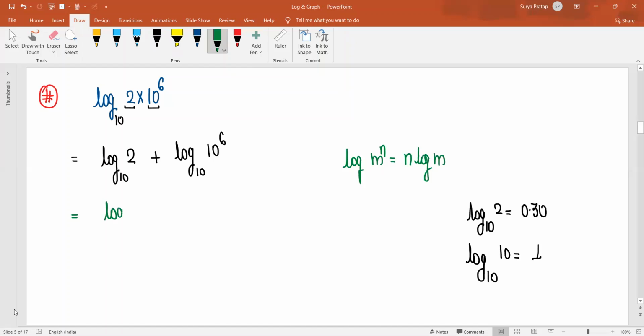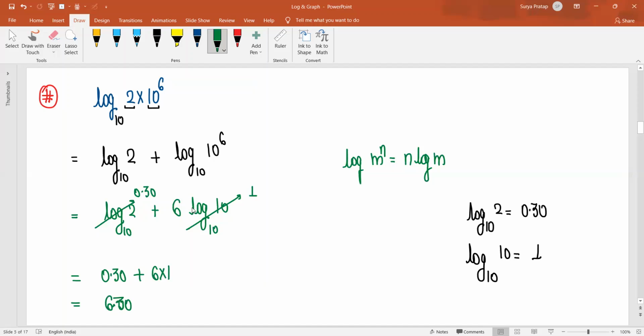So I can write this as log 2 base 10 value plus 6 times log 10 with base 10. The value of log 10 base 10 is just 1, because the base and the term are the same, and the value of log 2 is just 0.30. So this becomes 0.30 plus 6 times 1. You can say this will be 6.30, which will be the value of log of 2 times 10 raised to the power 6, or you can say log of 2 million with base 10. Hopefully you got this.